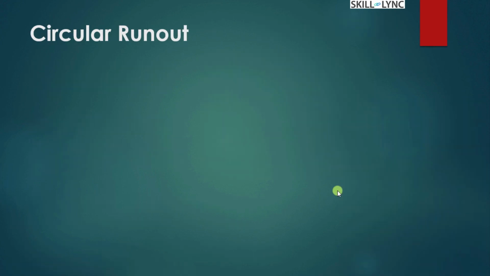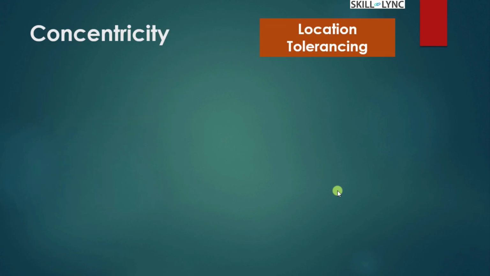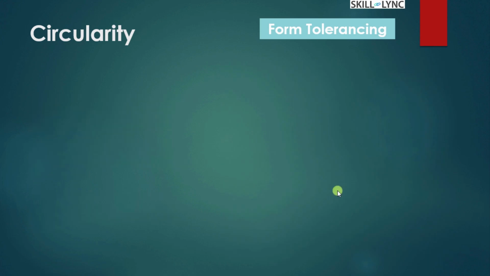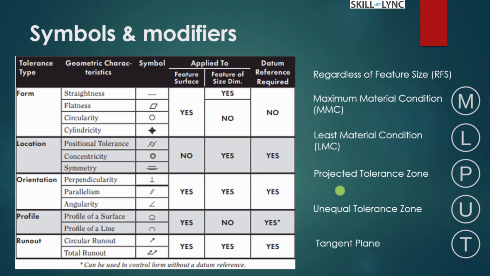So next what we have is the runout tolerancing. Runout tolerance also is a very powerful and also easier way to measure on your end of line. There are two ways of measuring it. It's either the circular runout, that is on a single axis, or if you consider it as a surface, then you can measure the total runout. It can be applied to the feature surface, also to the feature of size dimension, and it obviously requires the datum reference plane to set the comparison limit.